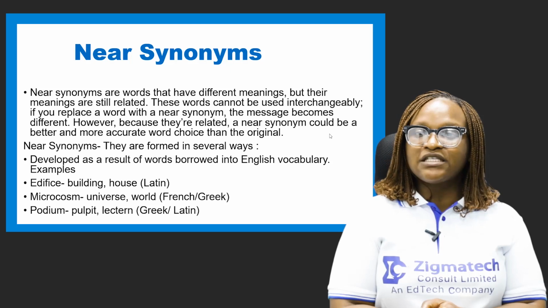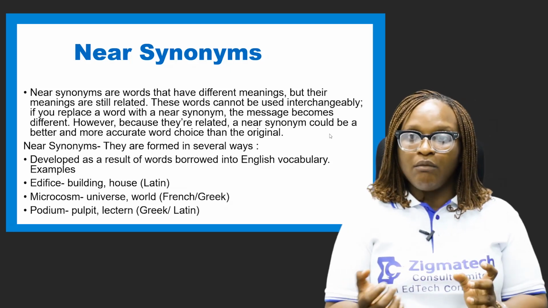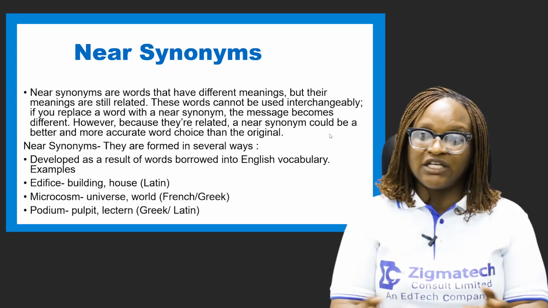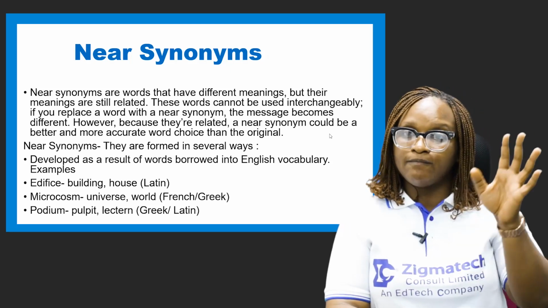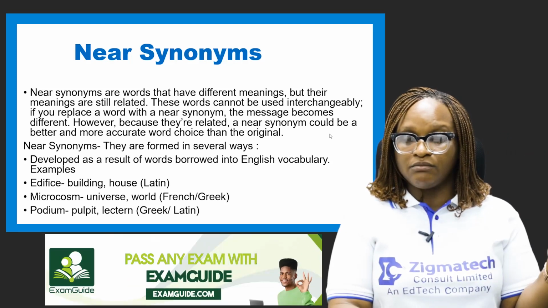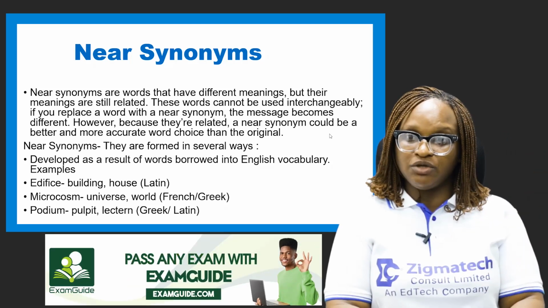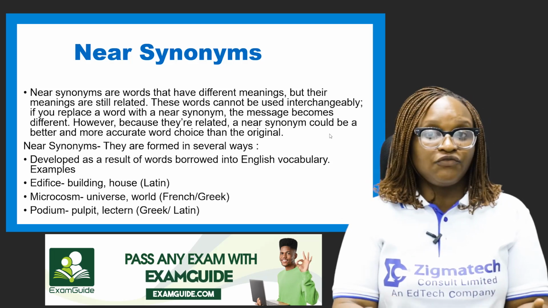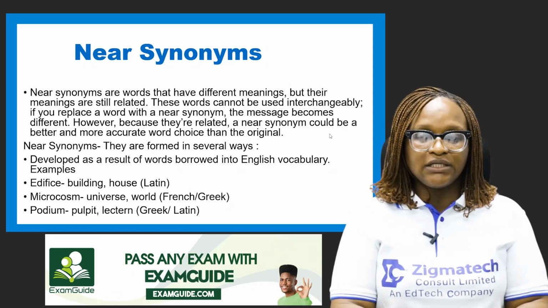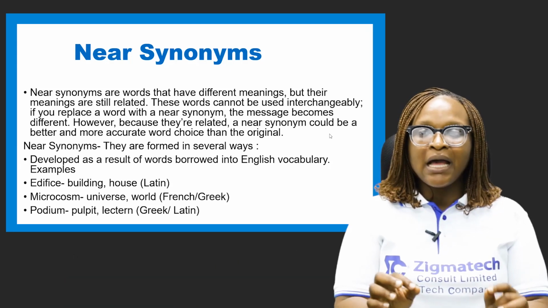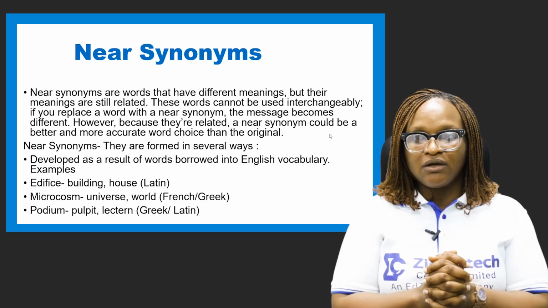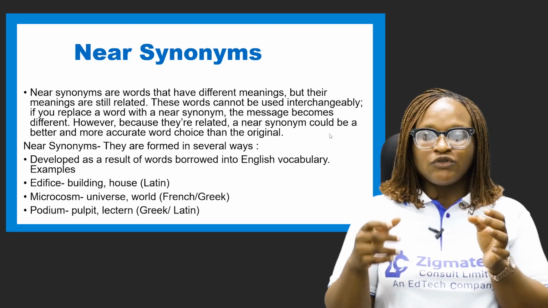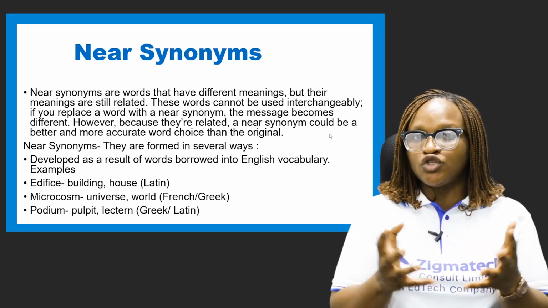Near synonyms are words that have different meanings, but their meanings are still related. These words cannot be used interchangeably. It's not like absolute synonym where you use the words interchangeably. So if you replace a word with a near synonym, the message becomes different. However, because they are related, a near synonym could be a more accurate word choice than the original word. So most times you could actually use near synonyms in your comprehension passage.